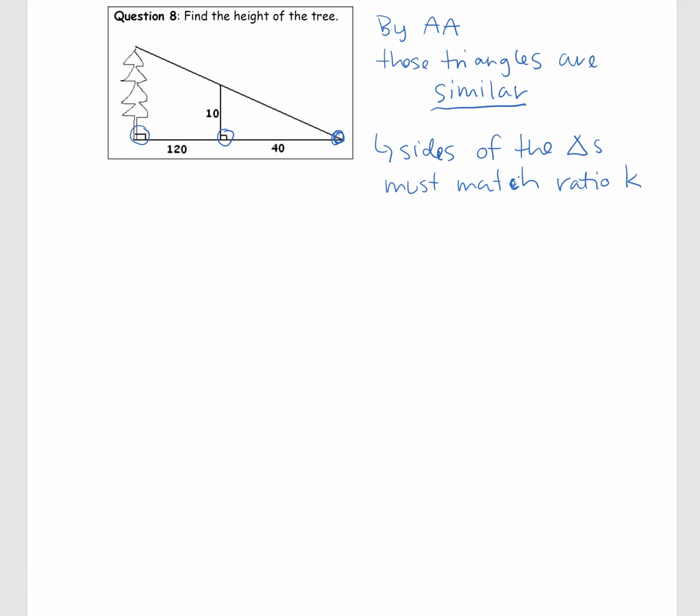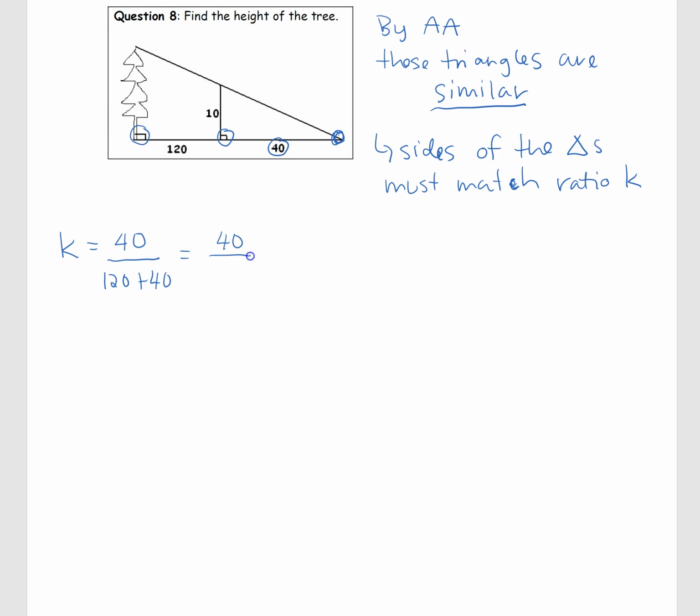So if we look at this first small triangle we have here, we've been given this lower side of the triangle and been told it's 40, and this should match up with the long side of this bigger triangle, which is 120 plus 40. So we can come up with an expression to find our ratio k by saying k is equal to 40 over 120 plus 40.